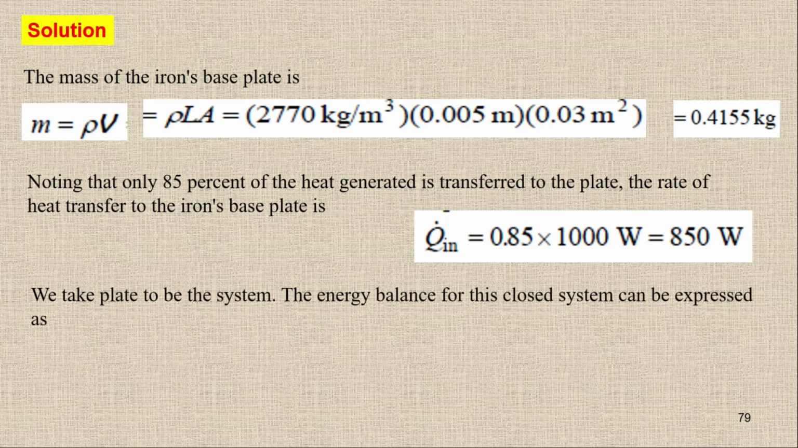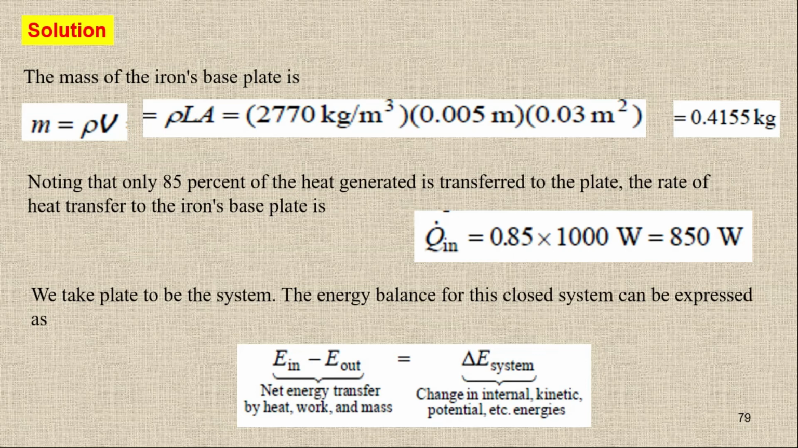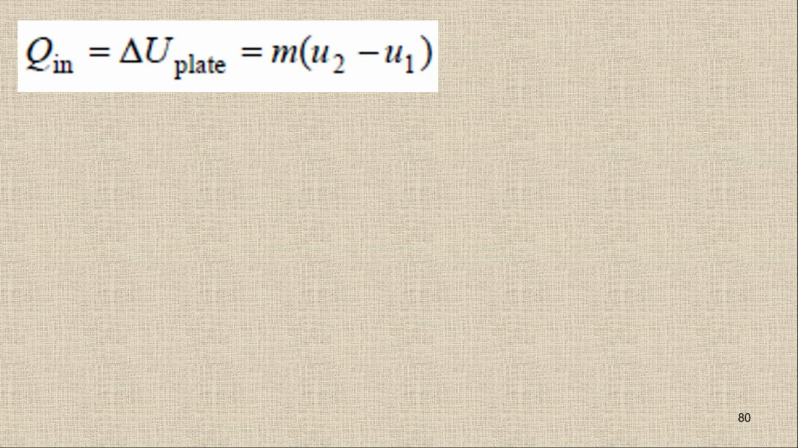Now for this question, if I take the plate as a system, then for this plate I can write the energy equation like this. We have the energy equation, which is energy in minus energy out equal to delta E system. So here we have Q in, and on the other side we have delta U. There's no Q out in the question, or no energy out, and on the right hand side we have only delta U, and I can write the equation as m(U2 minus U1).